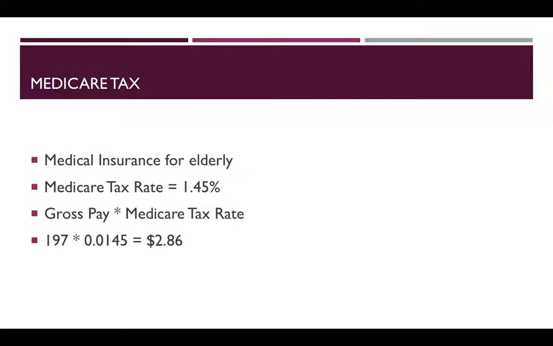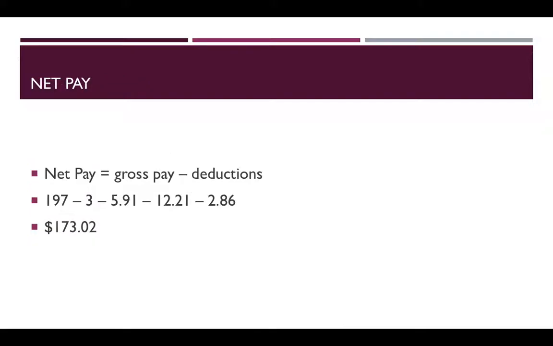Medicare tax is medical insurance for the elderly. I believe once you hit 65, you qualify for Medicare. The Medicare tax rate is 1.45%, and you're going to take your gross pay times your Medicare tax rate. That's $197 times 0.0145, giving us $2.86 that we will pay in Medicare tax.